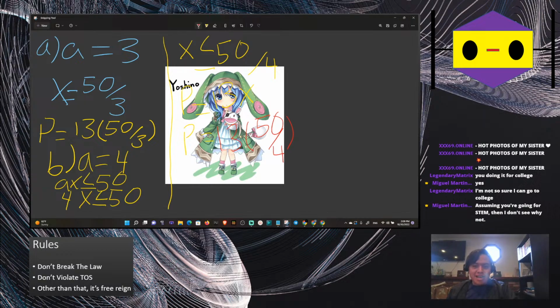So that's how you find the P for this one. It's going to be 13 times 50 over 4.